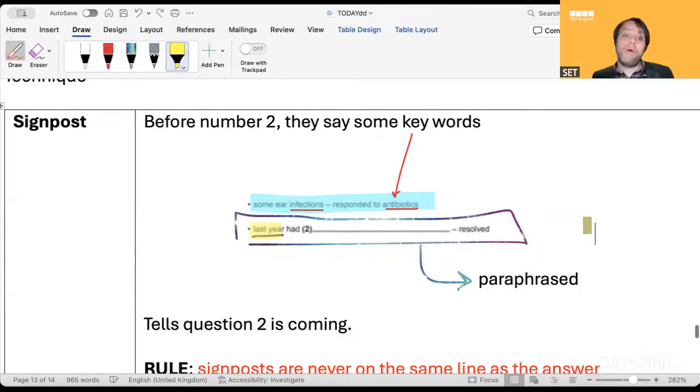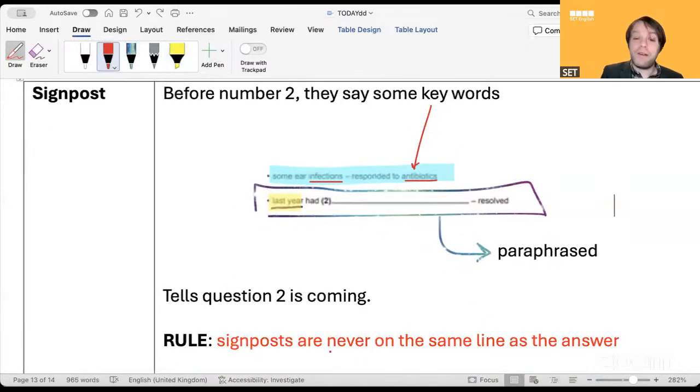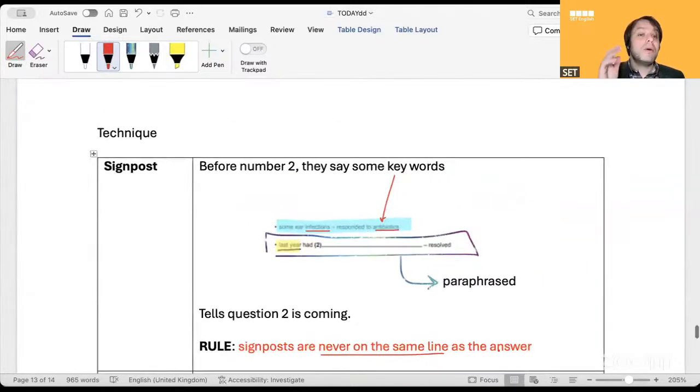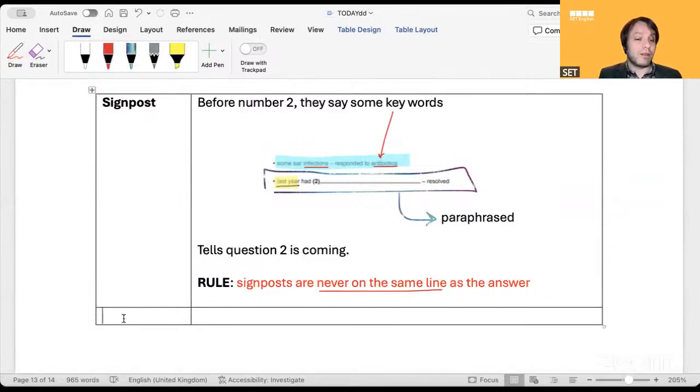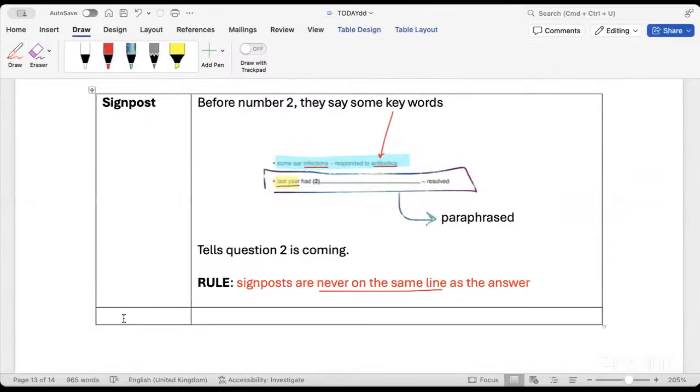Signposts need to come before the answers so we can be ready for them, right? So signposts are on different lines. It's very, very simple. It's never on the same line as the answer. But Carmen, does that mean that the words on the same line are not important? No, they are important.